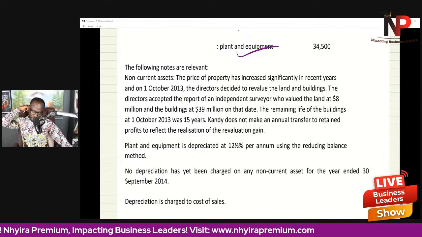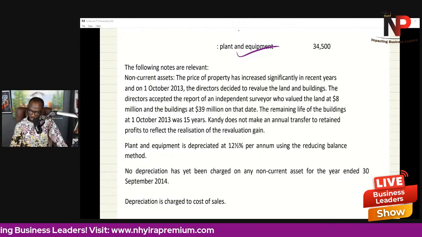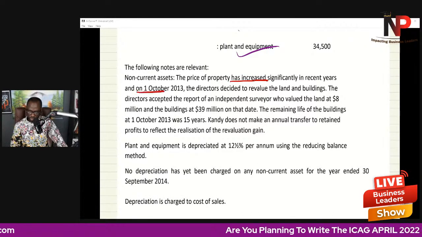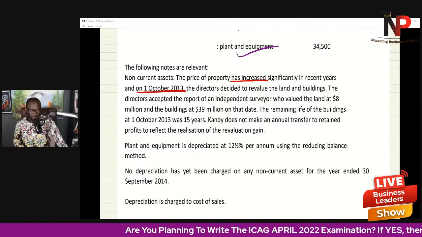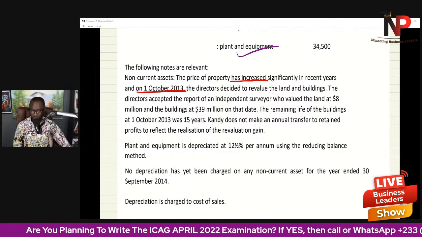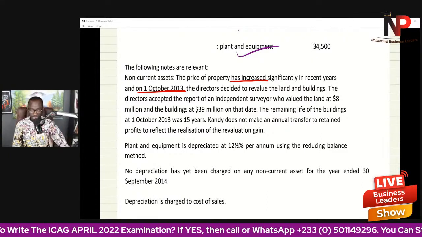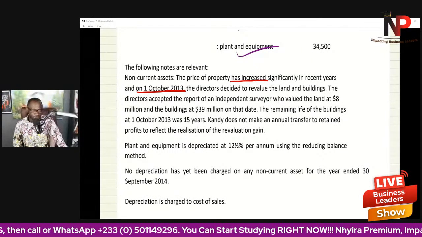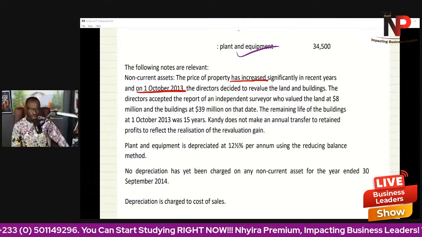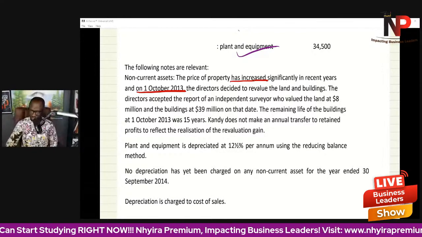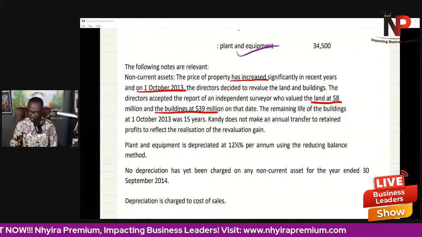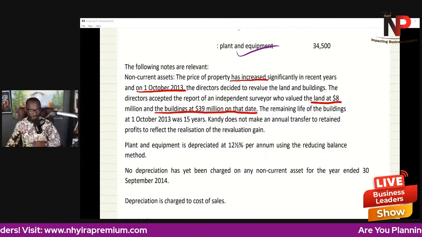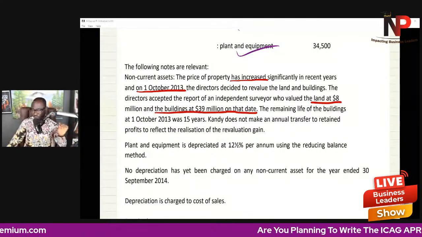The following notes are relevant. Non-current assets. The price of property has increased significantly in recent years, and on 1st October 2013. Now, when is 1st October 2013? The beginning of the year. And on 1st October 2013, the directors decided to revalue the land and building. The directors accepted the report of an independent surveyor who valued the land at 8 million and the building at 39 million on that date. So it means that the revaluation is being done at the beginning of the year.